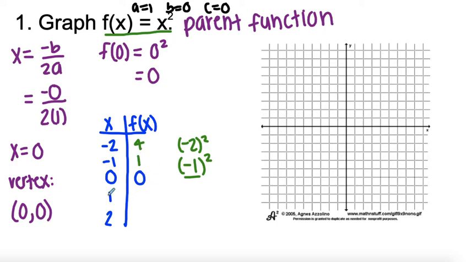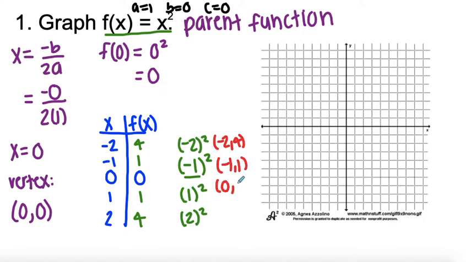I already have my 0. I need to plug in 1 into there, so I have 1 squared, which gets me 1. And then same thing with my 2. And 2 squared gets me 4. And now I'm going to plot all of those points. So when you're looking at this, this really means I have the point -2, 4, -1, 1, 0, 0, 1, 1, and 2, 4.